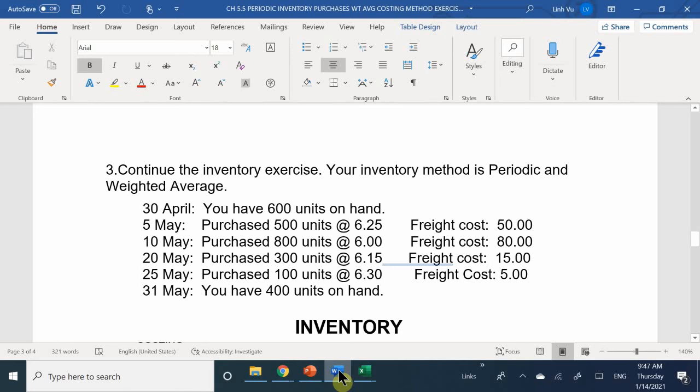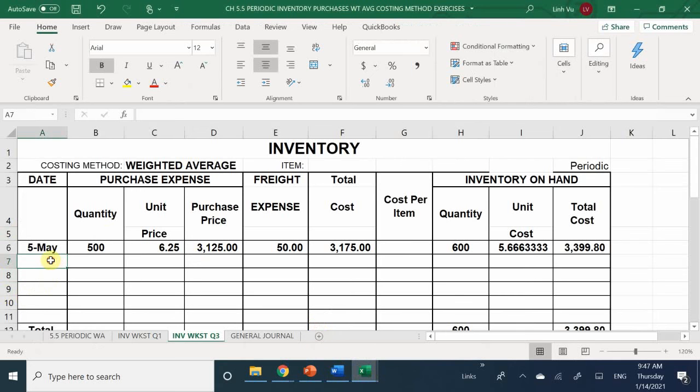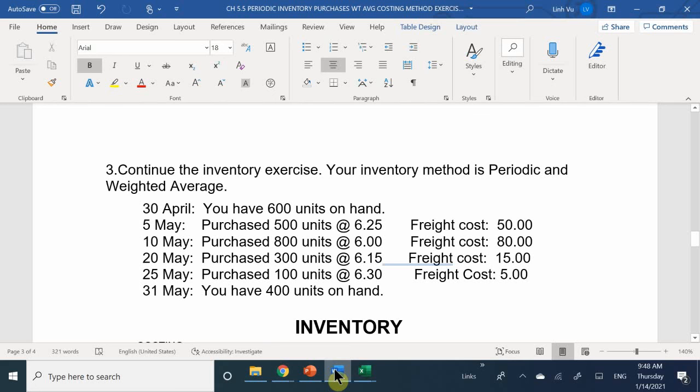So then what happened on May 10? You purchased 800 units at $6. Right. So on May 10, we purchased 800 units at $6 with a freight of 80. So that brings my purchase price to be 4,800, and that makes my total cost to be 4,880. Good. Then on May 20th, we purchased another 300 units at $6.15 with a freight costing you $15.